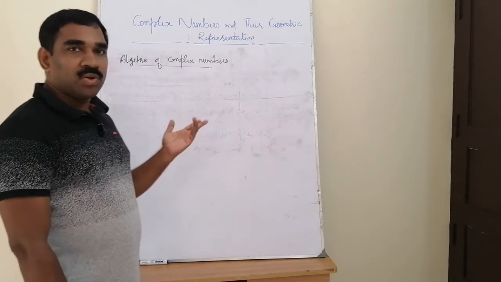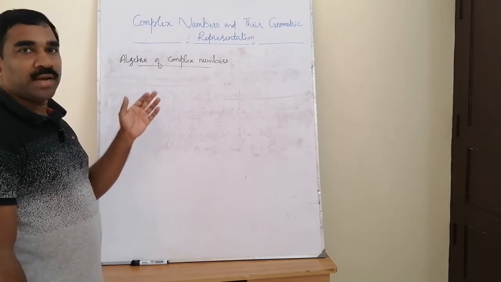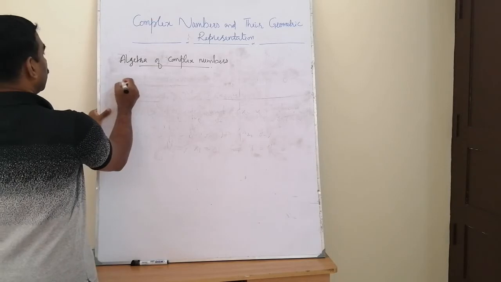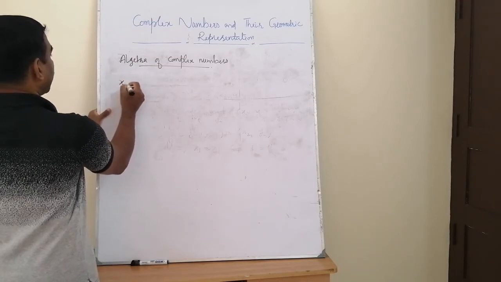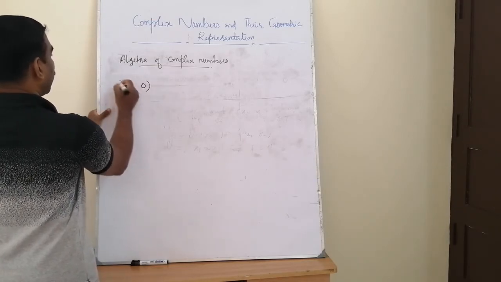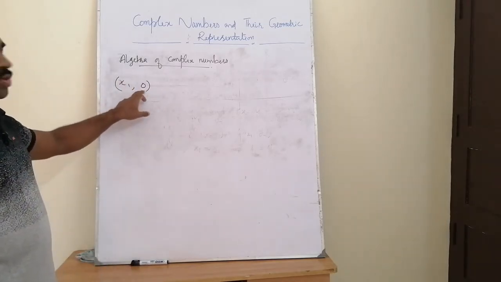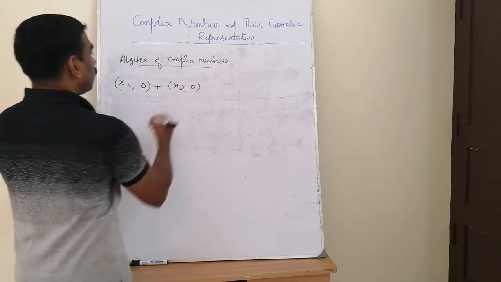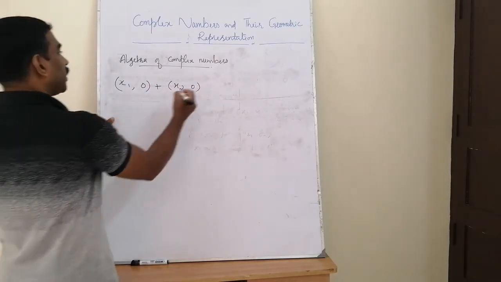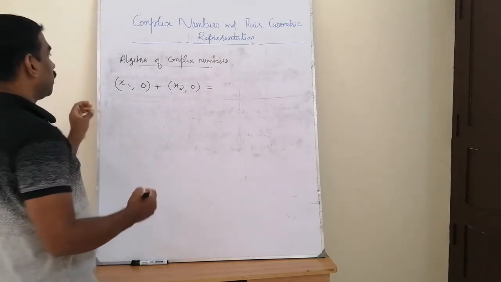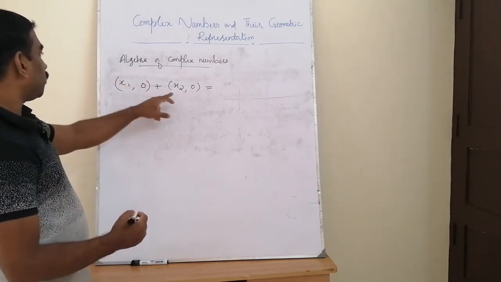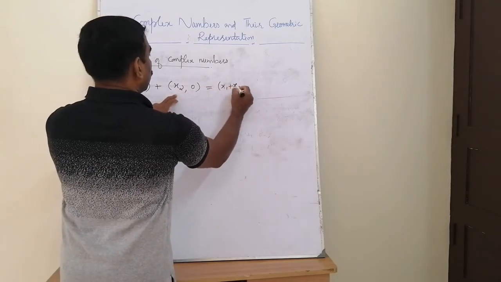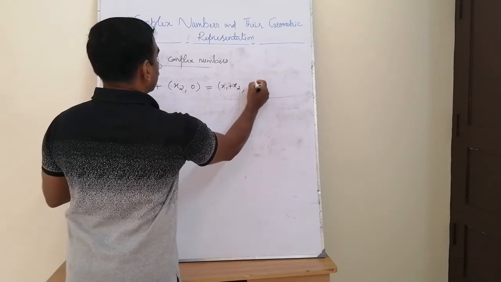Now from the definition of addition and multiplication of two complex numbers, we can deduce the corresponding operations for real numbers. Suppose we are adding two real numbers x1 and x2. The real number x1 can be taken as a complex number with imaginary part 0, so (x1, 0), plus another real number x2, that means the complex number (x2, 0). Now we apply the basic definition of addition of two complex numbers. We add their real parts separately, that means x1 plus x2, and add their imaginary parts separately, so that is 0.